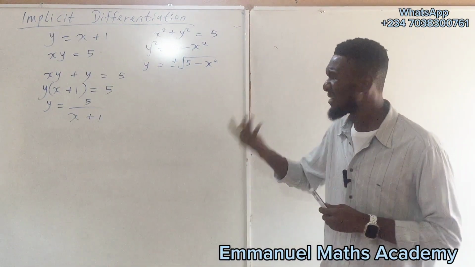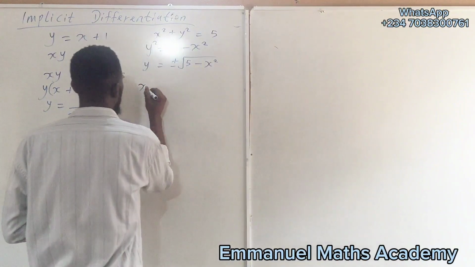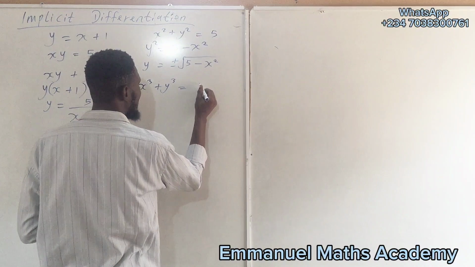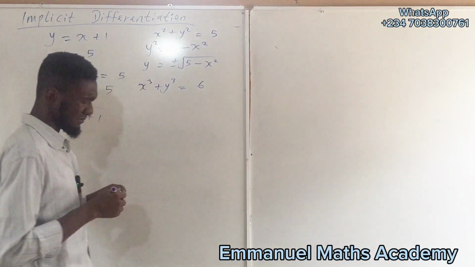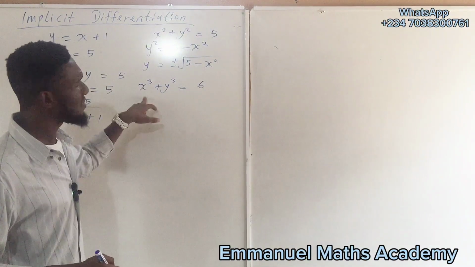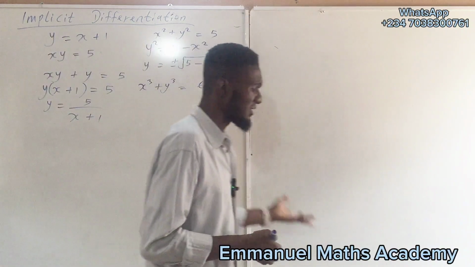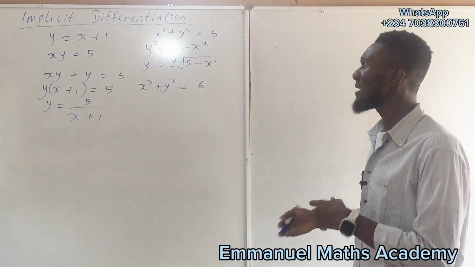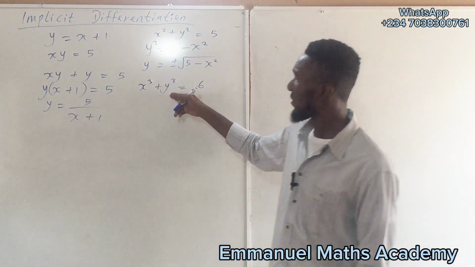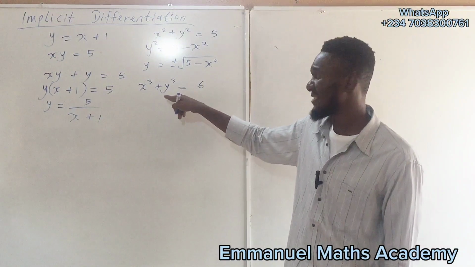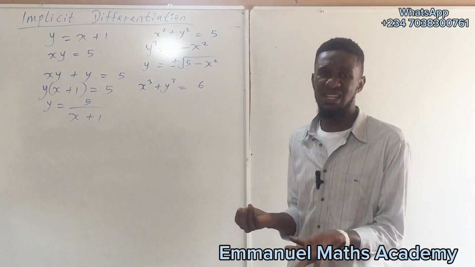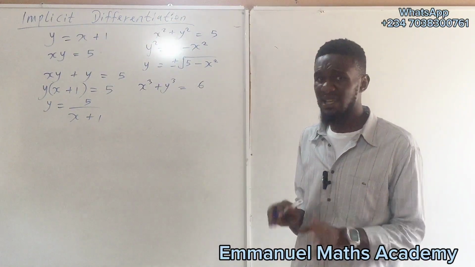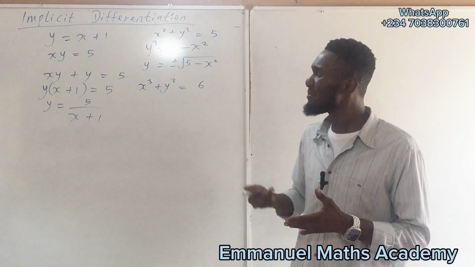What if you go further to have something like x power 3 plus y power 3 equal to maybe 6, right? What will you do? Will you continue expressing your function in explicit form before you can differentiate? There must be a way which you can use in solving something like this when you have x and y put together, right? And that method is called implicit differentiation. As simple as that.